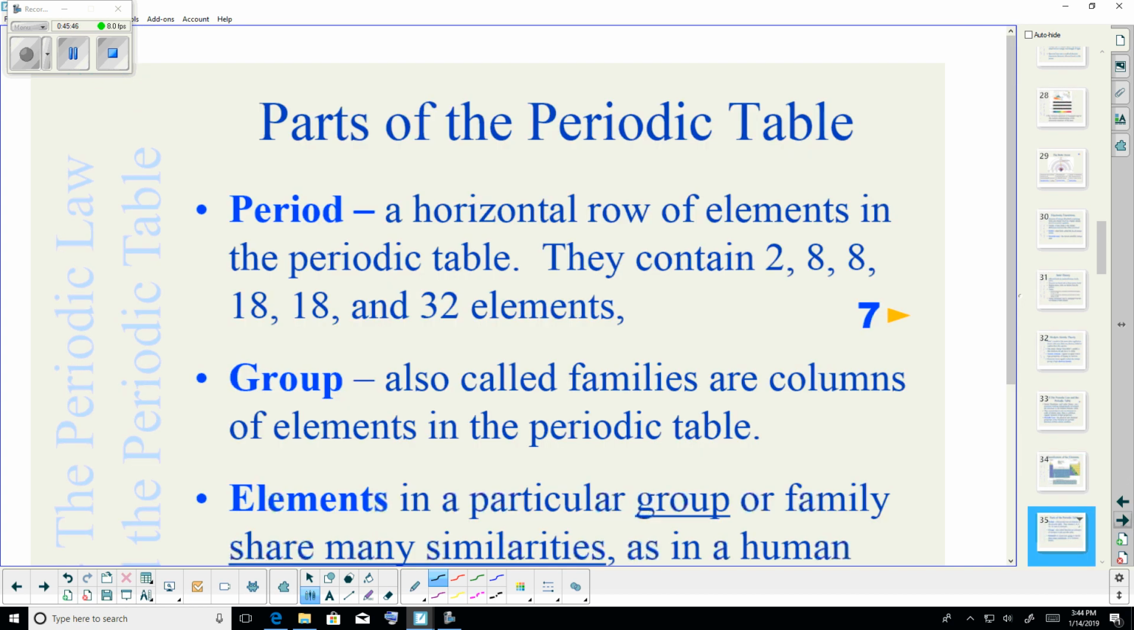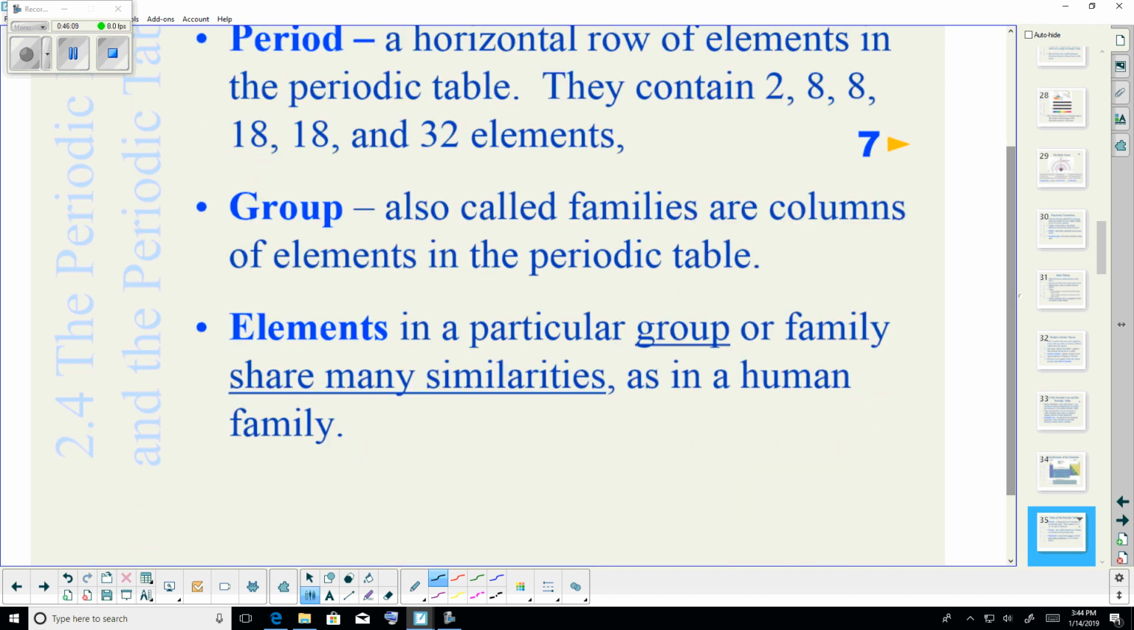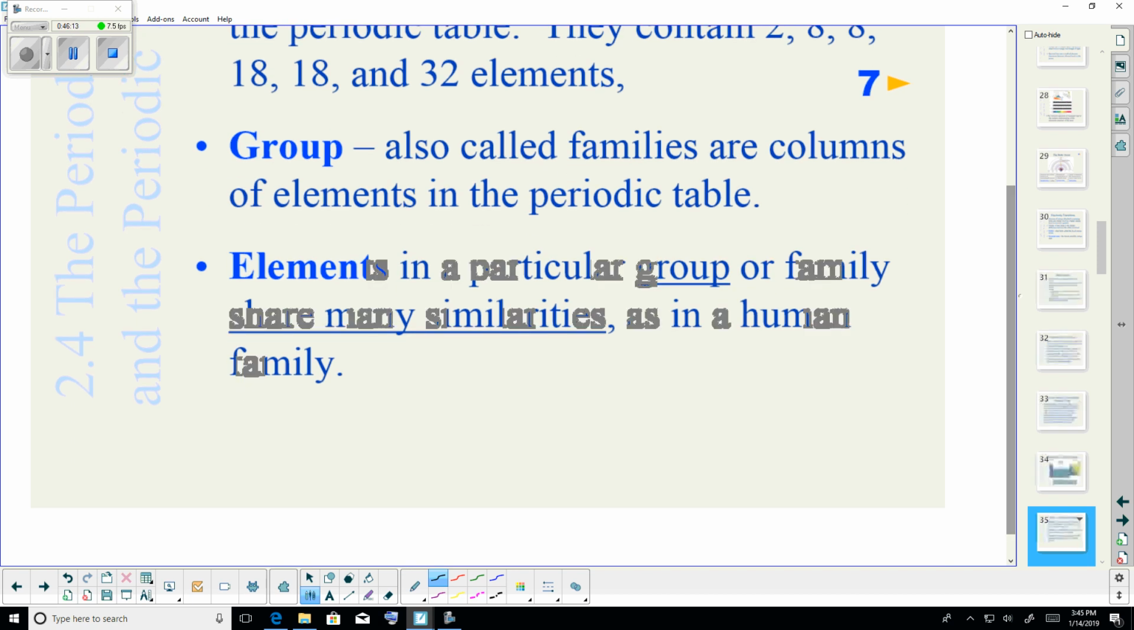So the rows are called the periods. They contain 2, 8, 8, 18, 18, and 32 elements. The groups are the columns. They're also called families. Elements in a particular group or family share many similarities, as in a human family, I guess.